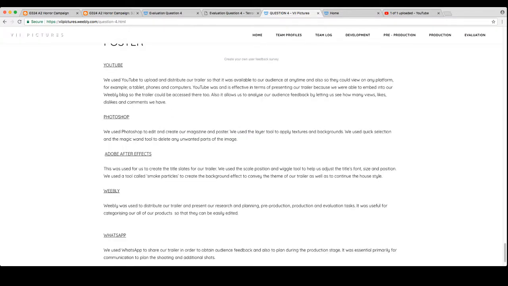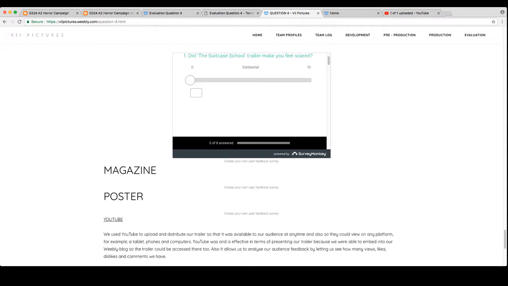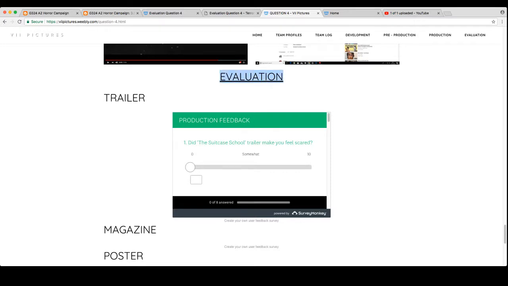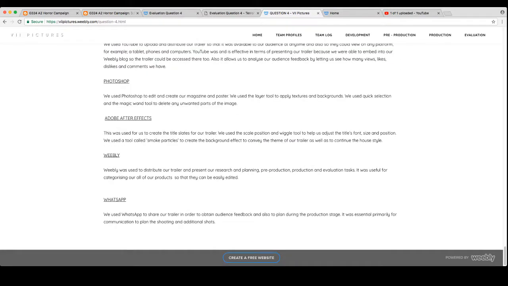Okay, so I'm not sure what's happening here. We're into the evaluation. This is talking about magazine and poster. This is the actual making of the evaluation we're talking about now. So this is important, because that's how you collected your info, but it's not finished. We don't have the info on there. And then obviously there's no conclusion.